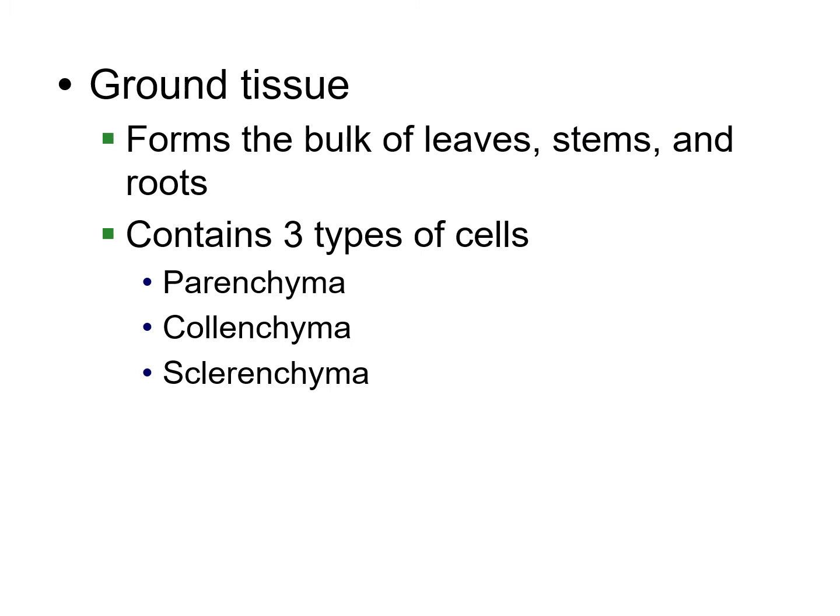And so when we say ground tissue, I mentioned that in the first slide, basically that becomes the bulk of the leaves, the stems, and the roots. So there are three types. It's very important to know the different chymas. We have parenchyma, collenchyma, and sclerenchyma. So we'll go through those.